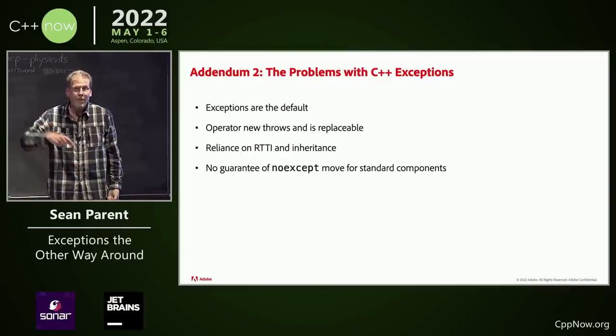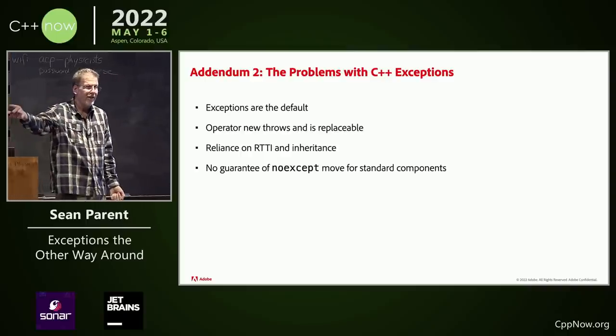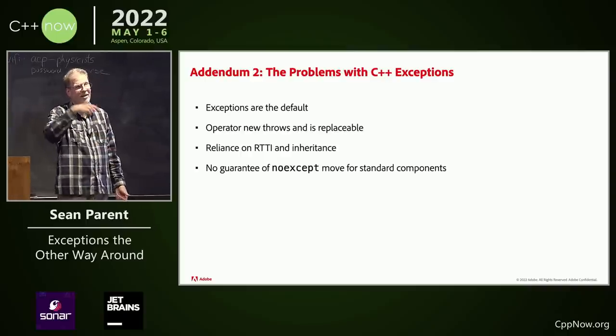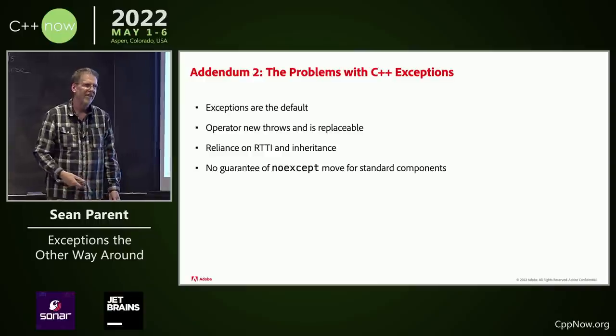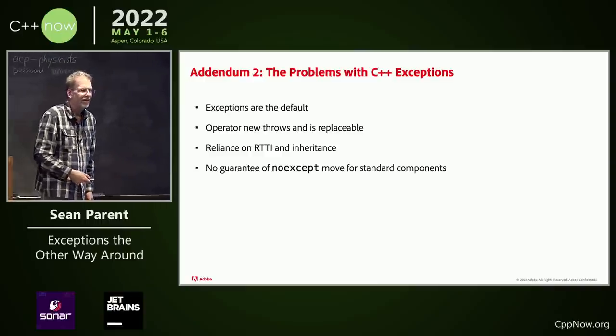Well, that's a real problem when we're trying to get the strong exception guarantee. It means in order to get a strong exception guarantee on a std list, I need a unique pointer to a std list. I need one more level of indirection.